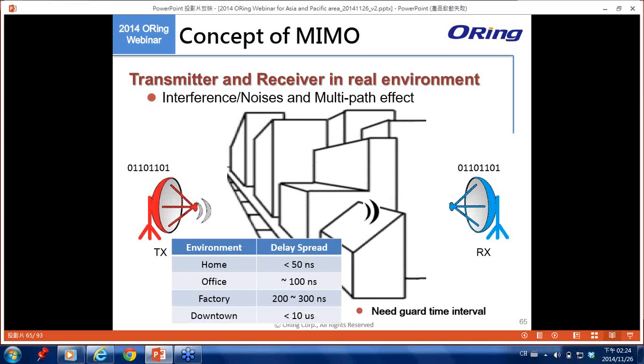The multipath effect is caused by reflection from objects, resulting in multiple signals that arrive at the receiver at different times due to different transmission distances. Therefore, it is also called the delay spread. The multipath effect varies with the environment. For example, at home it's less than 50 nanoseconds. In the office it's around 100 nanoseconds. The factory is 200 to 300 nanoseconds, and less than 10 microseconds in downtown. But the question is how to fight against them.